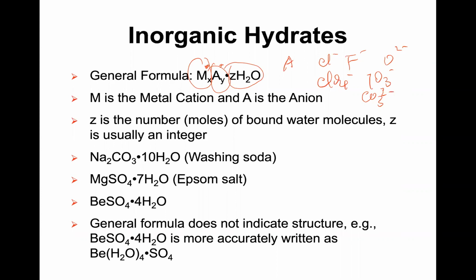So Z is the number of associated water molecules. An example is sodium carbonate with 10 associated waters, which we call washing soda. And magnesium sulfate, and barium sulfate, you can see each one has a different number of water molecules. So the general formula does not indicate a structure. Why is that? Let me show you an example, back to this one again. In this example, the actual structure you will not see. Remember, those are the inorganic hydrates.